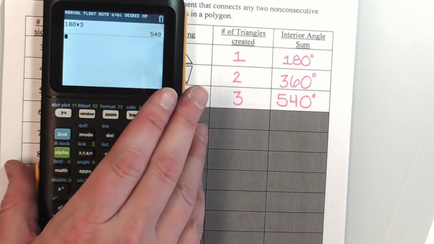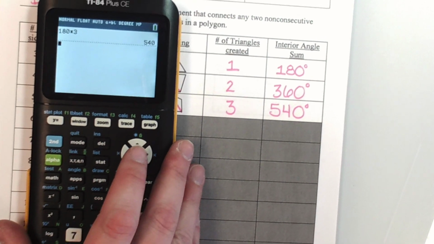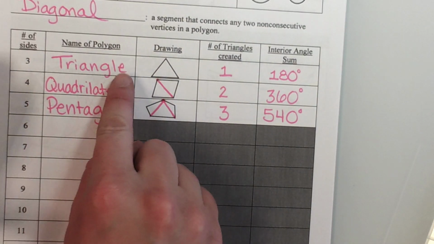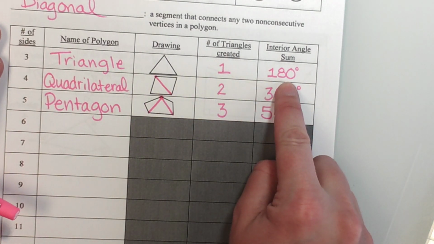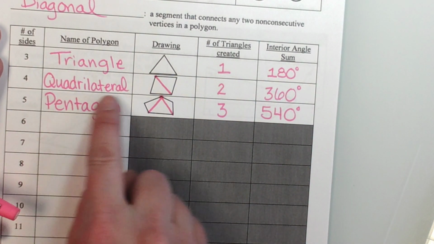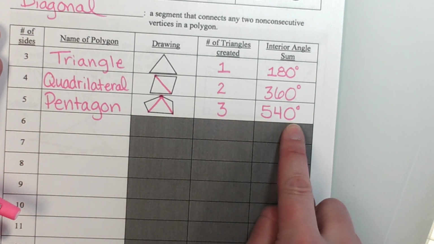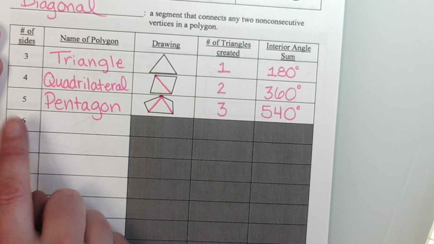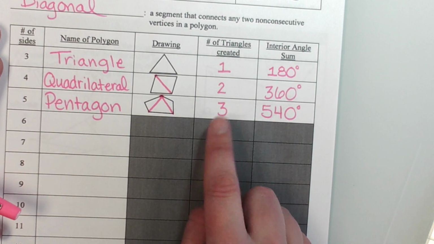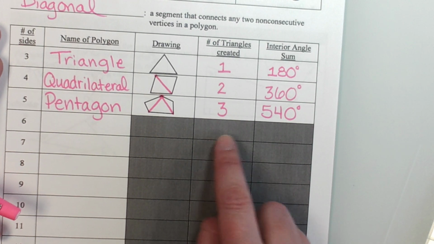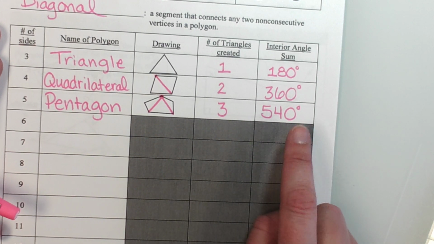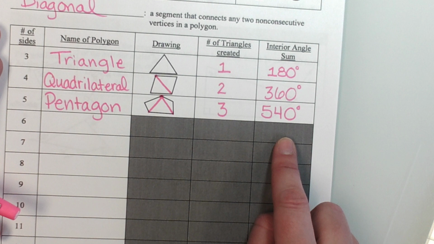Anyway, are you starting to see a pattern? Yes. A triangle has one triangle and angles 180. Quadrilateral will end up with 2 and 360. A pentagon will end up with 3 and 540. What do you think a 6-sided polygon is going to end up with for number of triangles? 4. And so to get the interior angle sum, we would do 4 times 180.